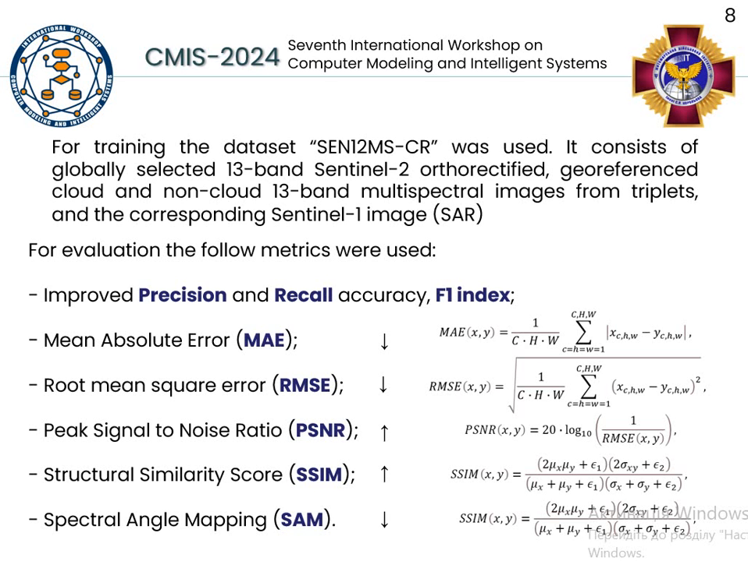And a metric that quantifies the structural difference between the target and predicted images is the structural similarity score. And the last one is a measure that quantifies the spectral angle between the target and predicted images by measuring their similarity in terms of rotation in the spectral range space, the spectral angle mapping.